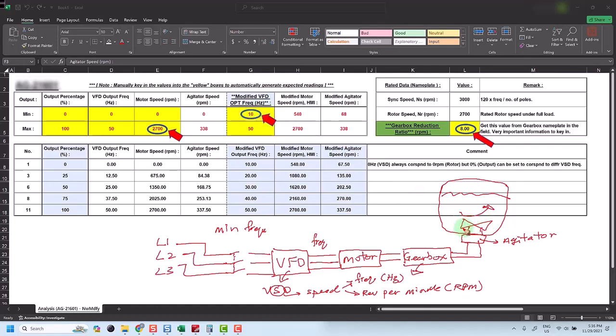The agitator will spin at 10 Hz minimum frequency, even though the motor speed is set at 0%. This is due to the process requirement. It depends on the process requirement. If the process requires a certain minimum frequency, then you have to set the minimum frequency, such as in this case. If the process does not need any minimum frequency requirement, then you do not need to set the minimum frequency.